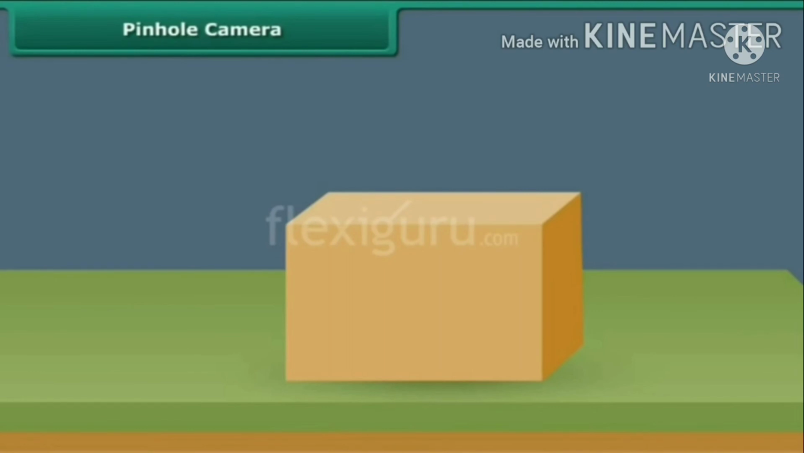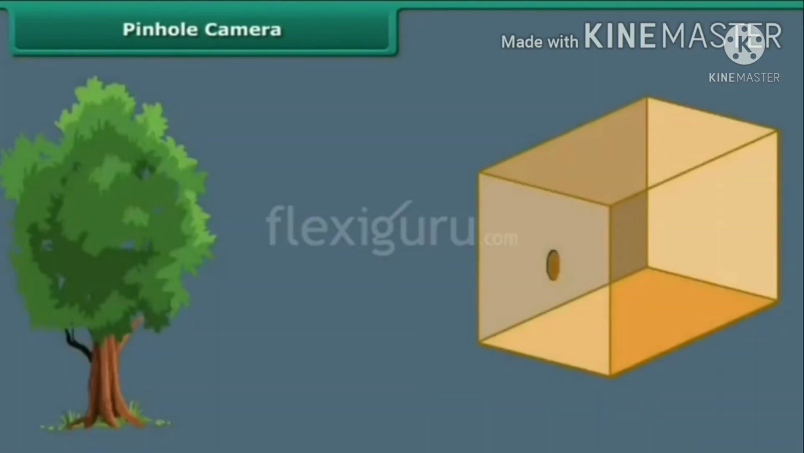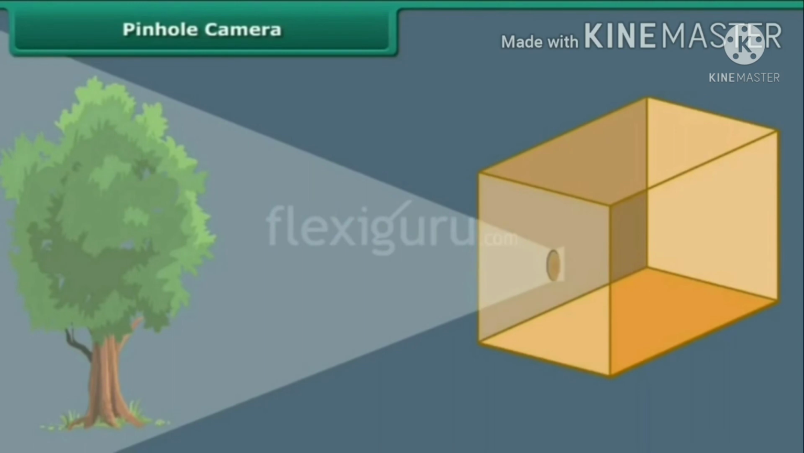Take a cardboard or a tin box. Cut open a side of the box and paste a tracing paper over it. Pierce a very small hole in the center of the side opposite to the one on which the tracing paper has been pasted. Close the box from all the sides. The pinhole camera is ready to use. Make the pinhole face a lighted object. An image of the object is formed on the tracing paper.